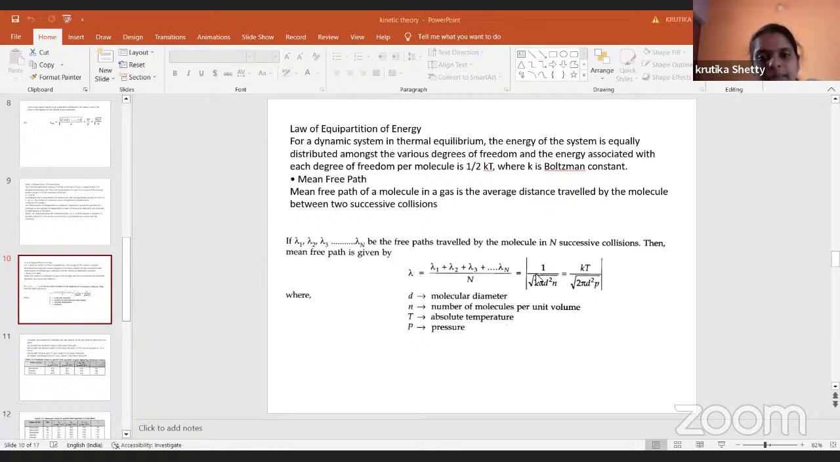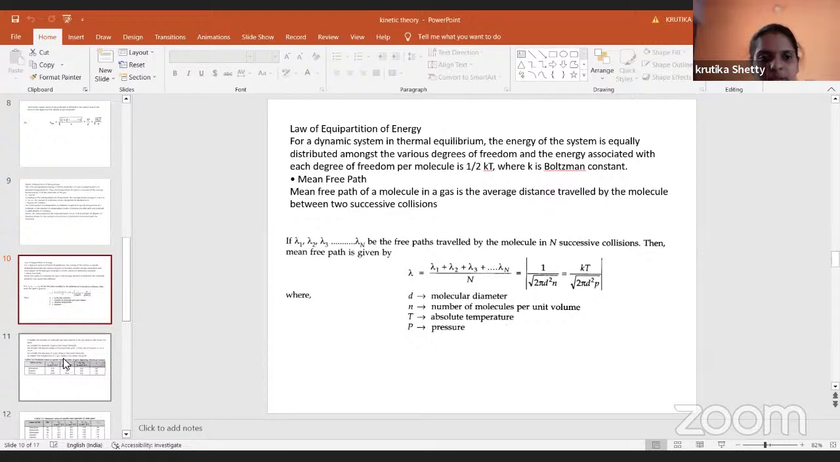Simplifying this, we get a final expression, given by 1 divided by root 2 pi d square n. Or in terms of the Boltzmann constant, it is kT divided by root 2 pi d square p. You will note what the terms explain: molecular diameter, number of molecules per unit volume, absolute temperature and pressure.